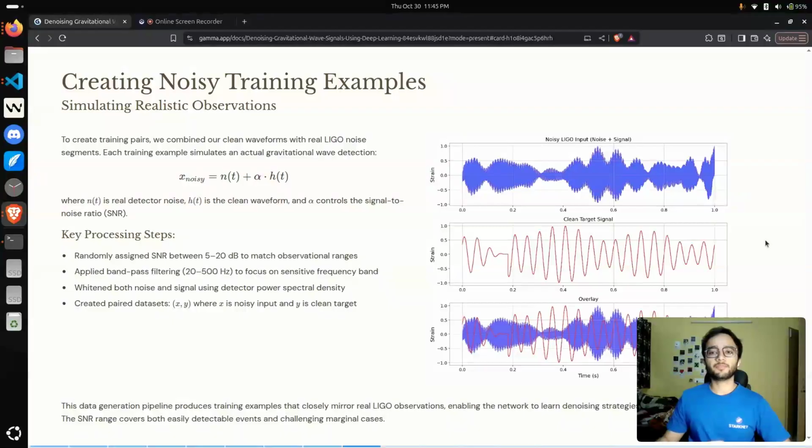From this, we add both the noise and the signal. This is the signal overlaid on top of the noise, and you get the final output. You give this as the input to the model while training, and this is the expected output that the model should have. And then we train it according to that.